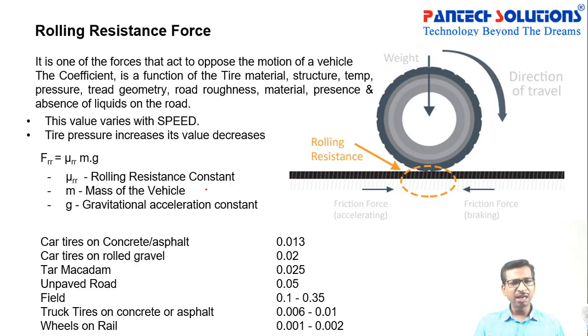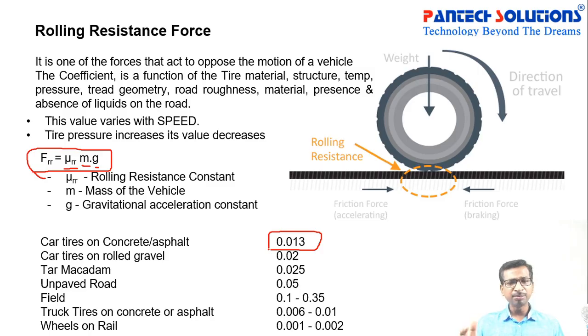It's a constant value, and for prototype development you can fix it as a constant. This is called mu RR, the rolling resistance constant or coefficient. M is the mass of the vehicle, and g is the gravitational acceleration constant. Once you know these details, you can calculate the rolling resistance force. A typical value for the rolling resistance constant for car tires on concrete or asphalt is 0.013, which is a very small constant value.